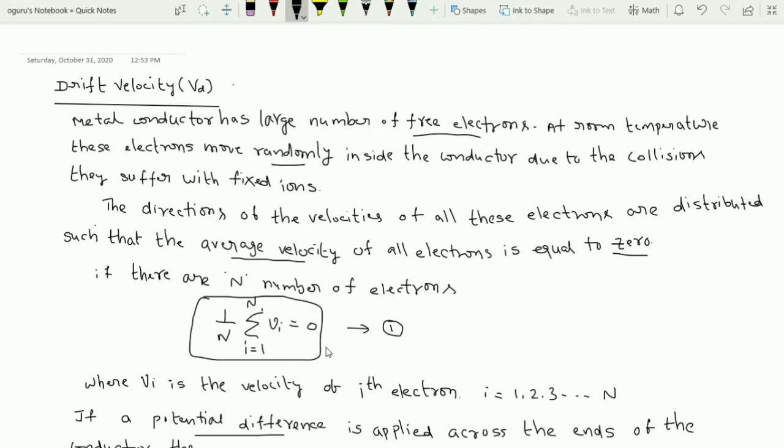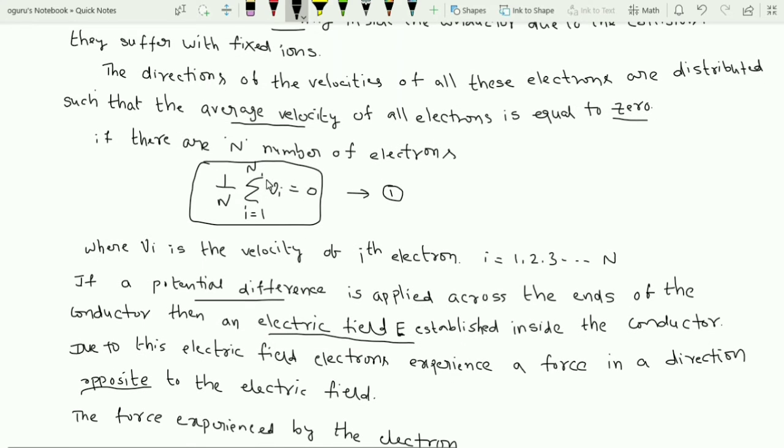Generally, we consider the average of any quantity as the sum of that quantity over the total number. So similarly, a total of N electrons are there. Capital N is the total number of electrons, and the summation term gives the sum of the velocities of all the electrons, and this total expression gives the average velocity of all the electrons, that is equal to 0. Let it be equation number 1.